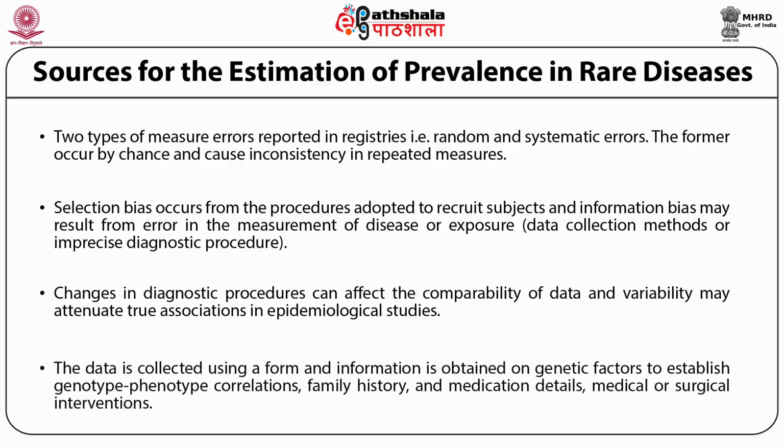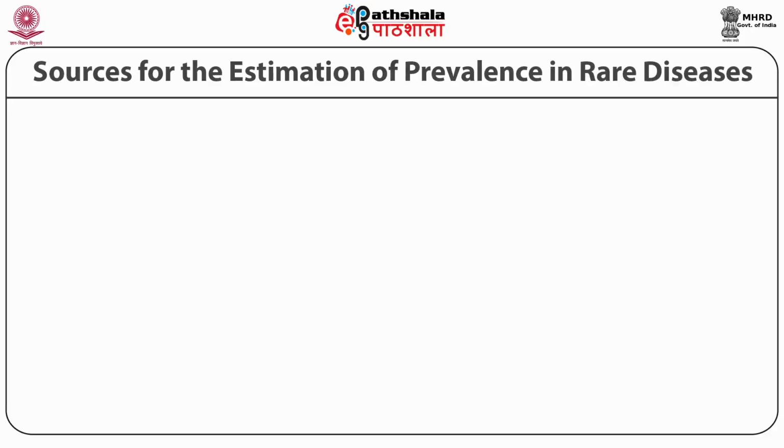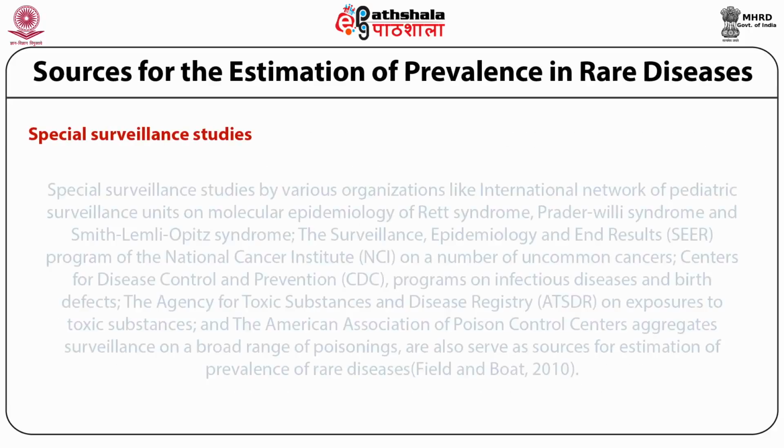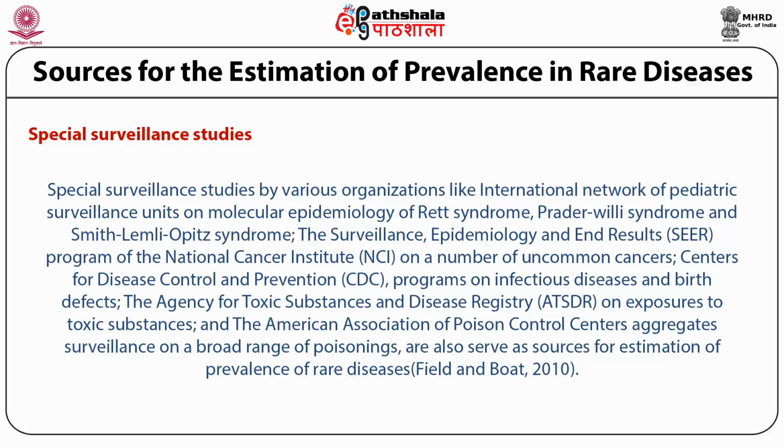The data is collected using a form, and information is obtained on genetic factors to establish genotype-phenotype correlations, family history, and medication details, medical or surgical interventions. In India, also, there are many types of registries functioning like birth defect registries, stroke registries, cancer registries, and transplant registries. Special surveillance studies.